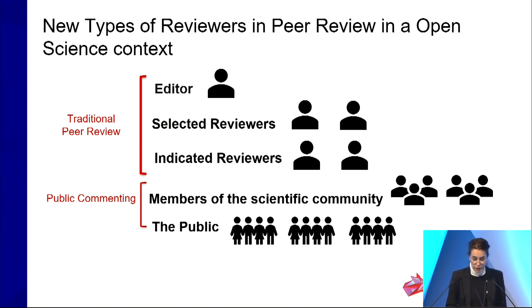For example, in the traditional peer review process, we have the editor, we have reviewers selected by the editor, and we have reviewers indicated by authors. But in public comments, for example, before open science, we have members of the scientific community. All of these readers from, for example, anthropology, are scholars from anthropology and from other fields of study. They can be biologists or even from health science. And after open science, we have the public. The public can be members of the scientific community, patients, non-scientists, and also professionals of the scholarly publishing industry, and also journalists. They can comment on these papers.